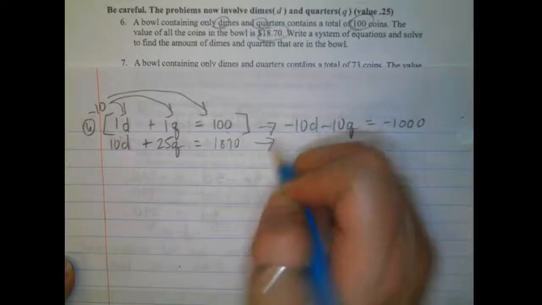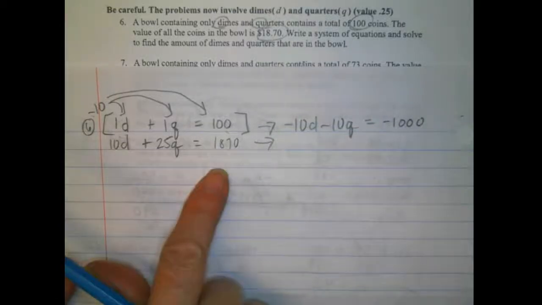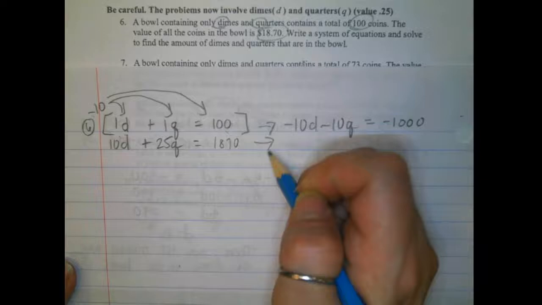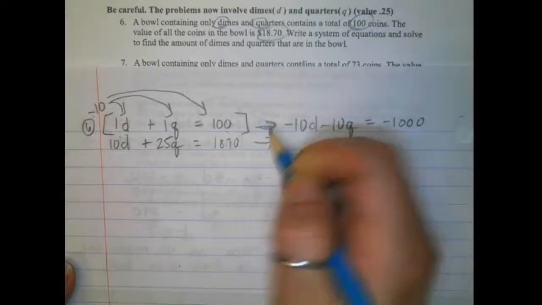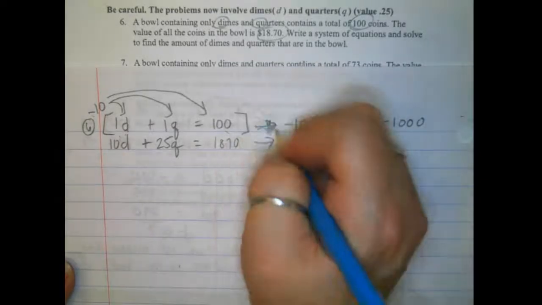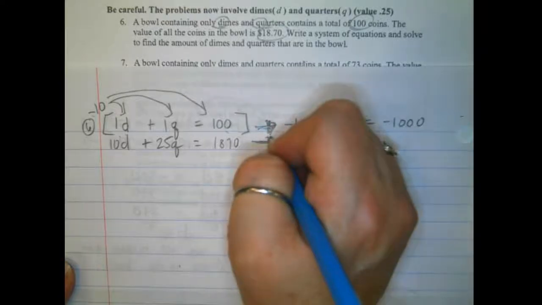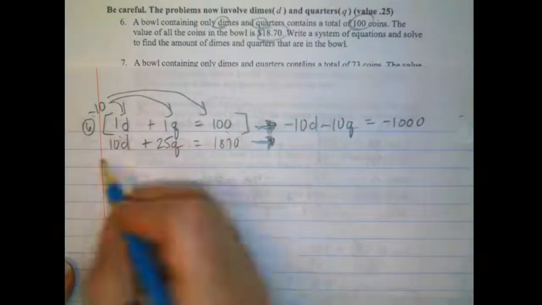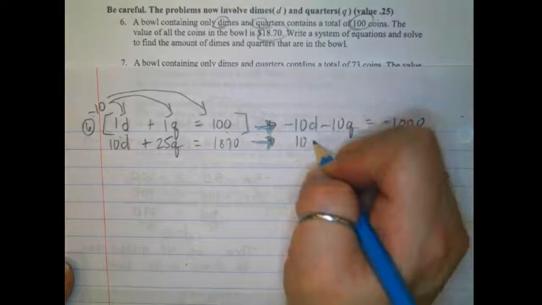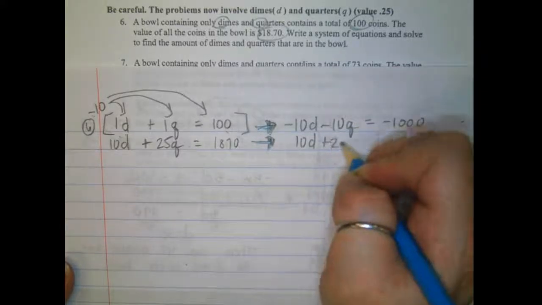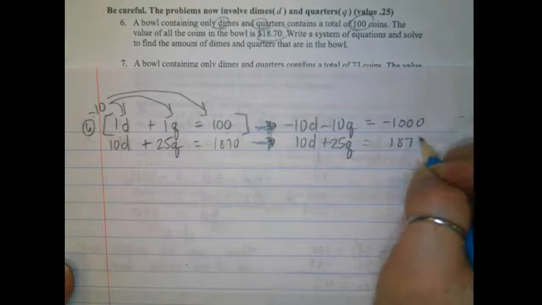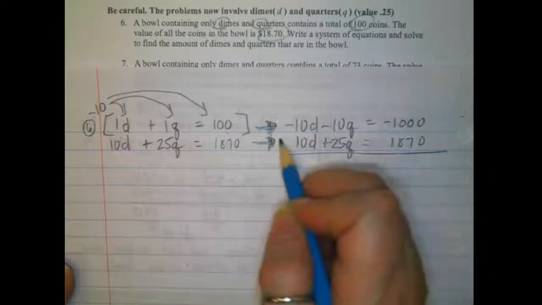Okay, did I multiply my second row by anything? No. So I just bring it over. And this is an arrow, not negative 7. So I'm just going to bring my second row over. I have 10D plus 25Q equals 1870. And then I'm going to add them up.